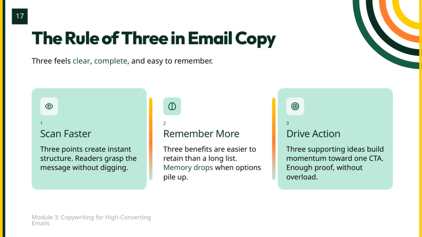When it comes to email copy, the rule of 3 is a powerful tool. First, 3 points create a clear and easy-to-follow structure. This helps readers scan the email quickly and understand the main message without having to search for details. Second, 3 benefits are easier to remember than a long list. People tend to forget information when they're overwhelmed, but limiting to 3 keeps it memorable. Finally, 3 supporting ideas build momentum toward a single call to action. This provides enough proof to persuade readers without overwhelming them. So, using 3 key points in your email copy makes it clearer, more memorable, and more effective at driving action.